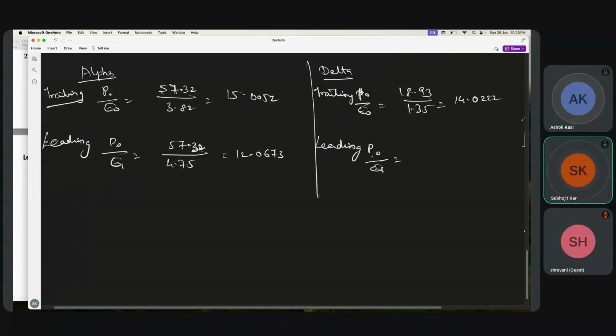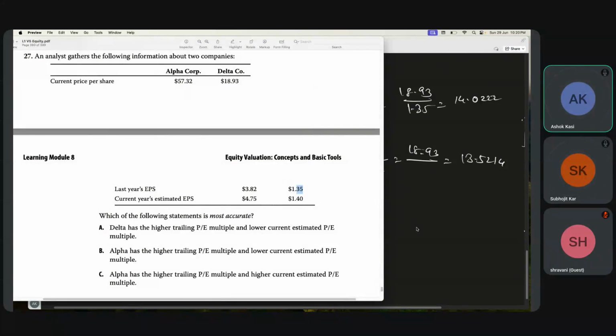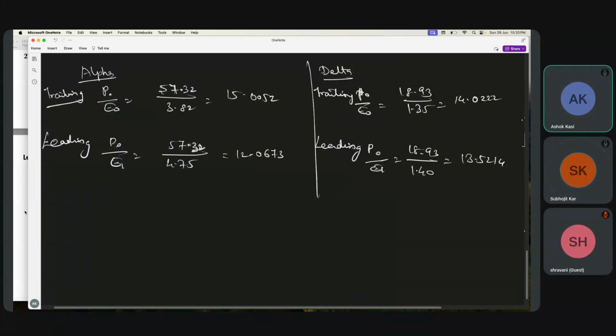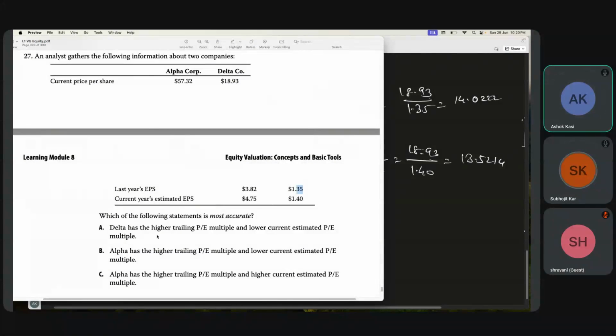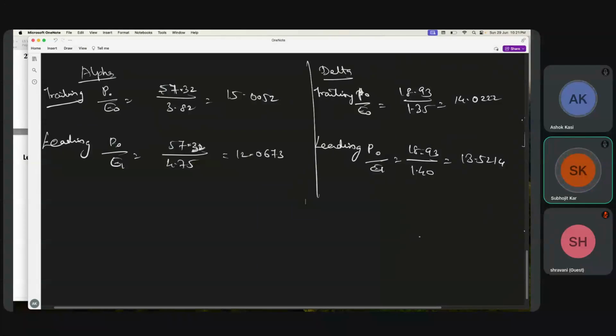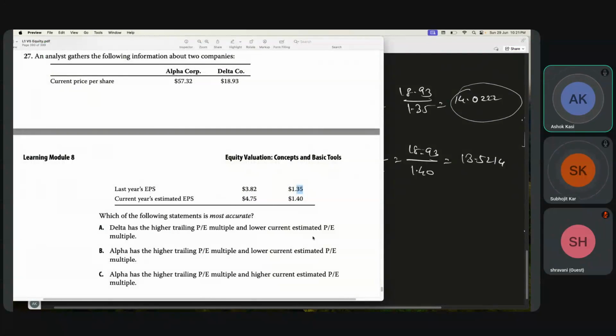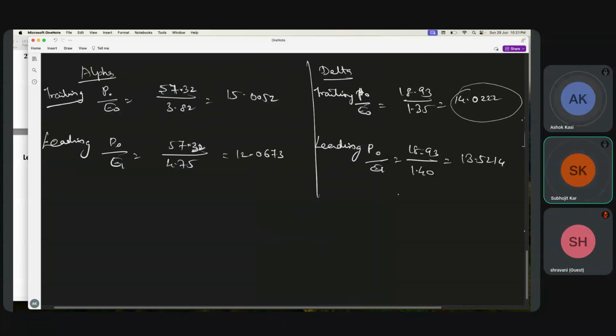It's 13.5214. E1 is 1.40. Now you just have to cross check with the answer. Delta has a higher trailing PE multiple, and lower current estimated PE multiple.